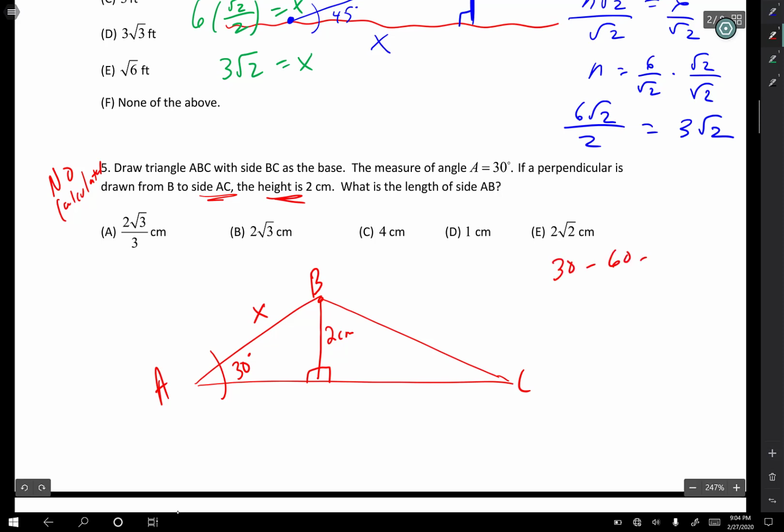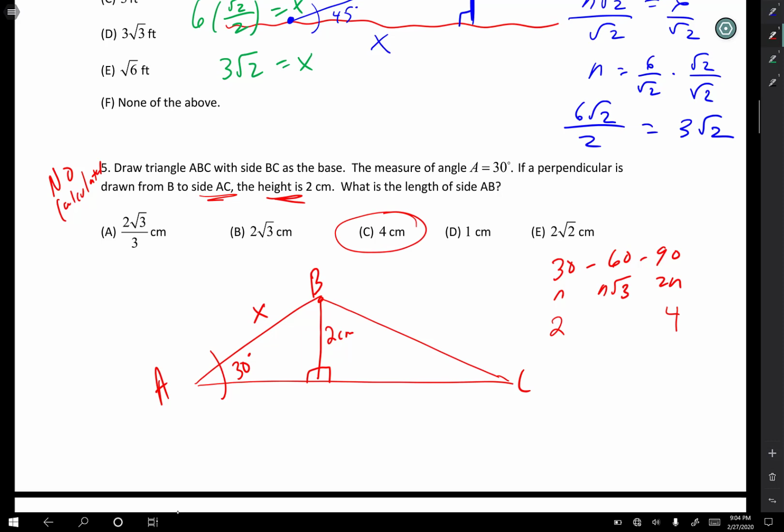And there's many ways to do this, guys. You do not have to go this route. I'm just trying to do the easiest route. So that height is my short leg. So my short leg is 2. So then that means my hypotenuse has to be 4. So there it is. I don't think I made any mistakes. I think we are good.